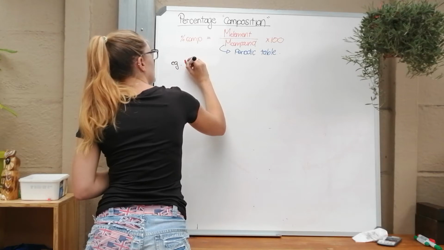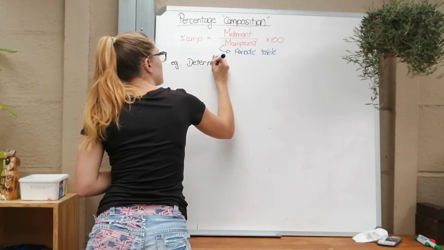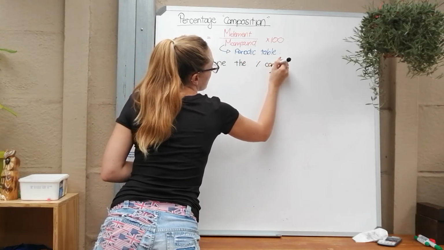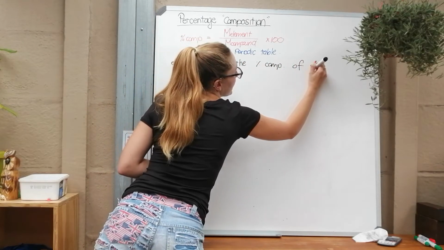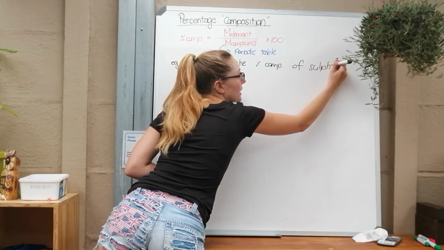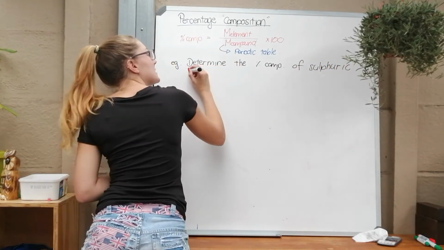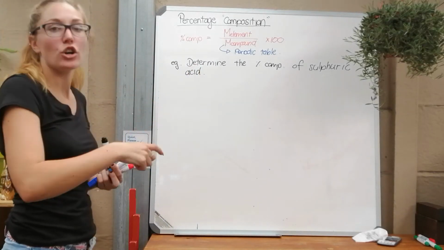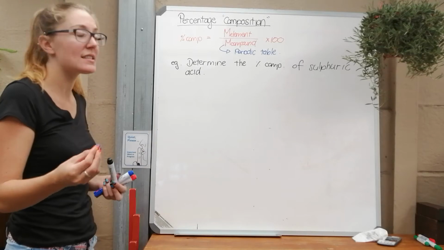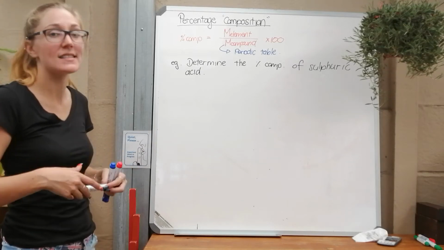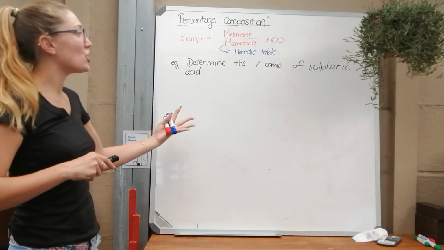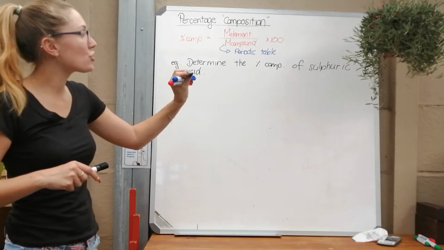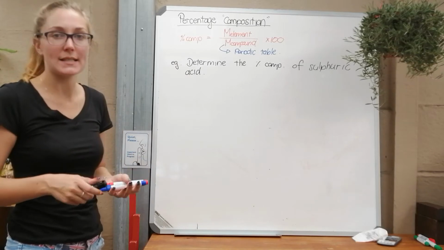For our example, we're going to determine the percentage composition of sulfuric acid. Note the wording here. I've said the percentage composition. That means I want to know how much each element contributes to the overall mass. If I said what percentage is hydrogen, then you only have to determine hydrogen. But because I've said percentage composition, we have to do it for every element that makes up that compound.